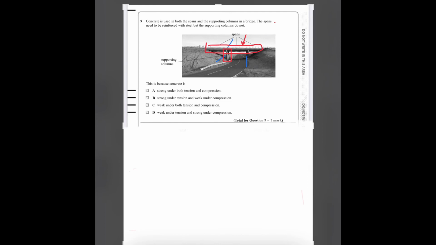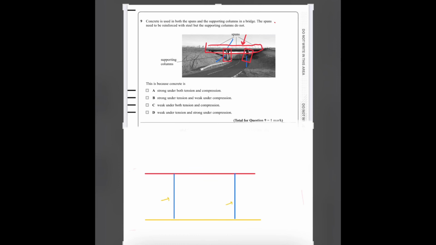So let's just redraw the span. So this is the span, right? This is the span, and we have two supporting columns here and here, and we also have a ground, which is like this. We have a ground. So let us see the type of force on the supporting column, the blue lines.